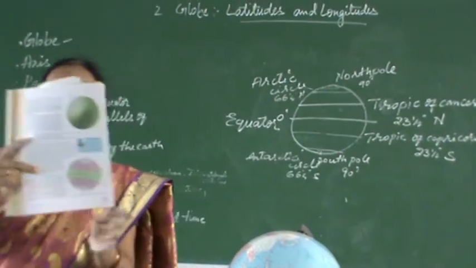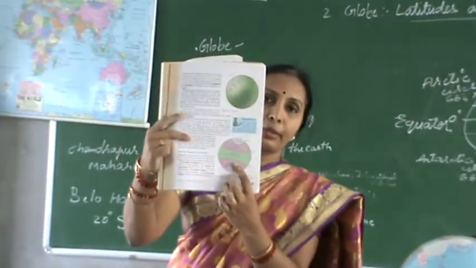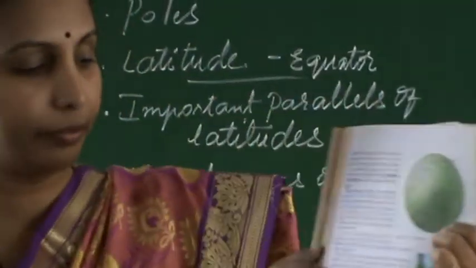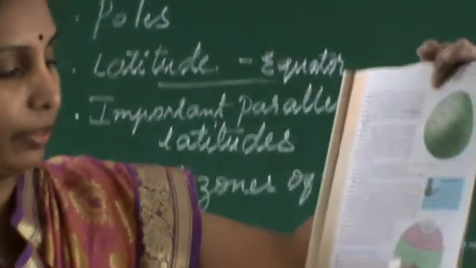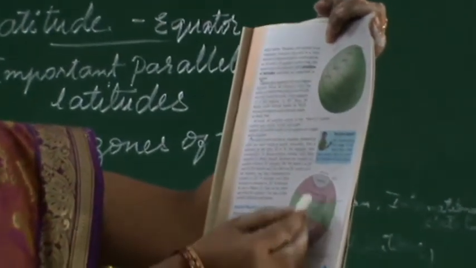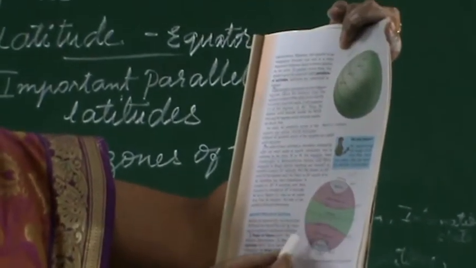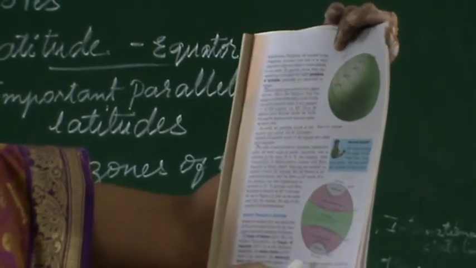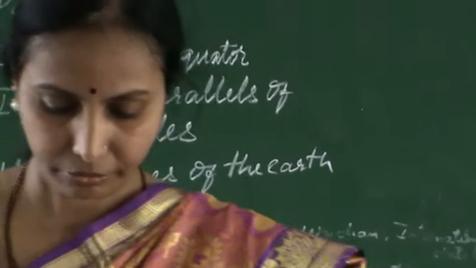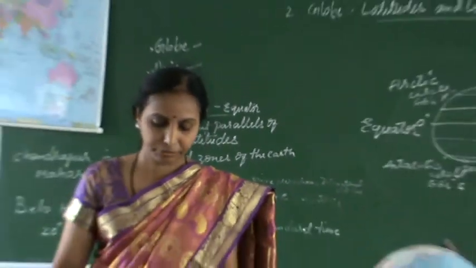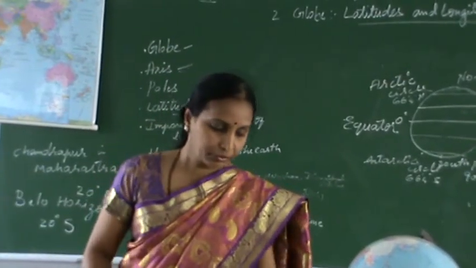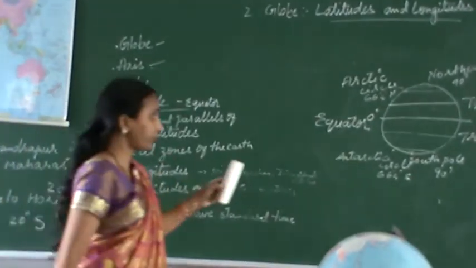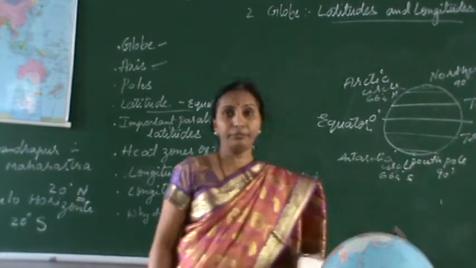As it is there in your textbook, you can see this figure. Are you able to see? See, I have mentioned here: Equator, Tropic of Cancer, Arctic Circle, North Pole, Tropic of Capricorn, Antarctic Circle, South Pole. Now we will discuss the heat zones of the Earth.